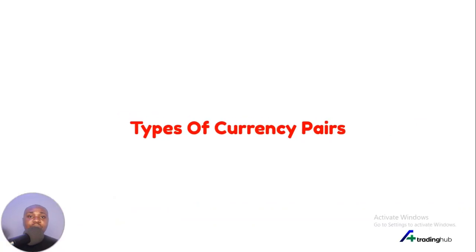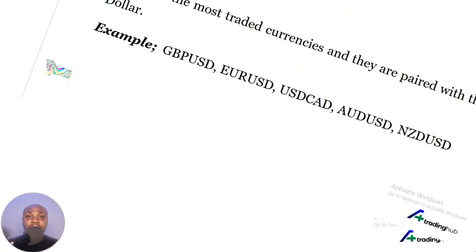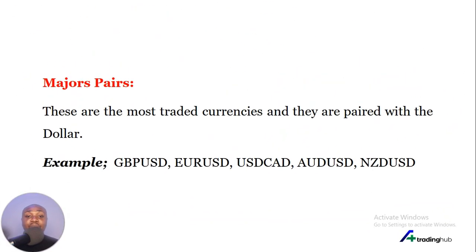There are three major types of currency pairs. The very first one is major pairs. These are the most traded currencies and they are paired with the dollar. For example, GBP USD, which is pound dollar, EUR USD, USD CAD, which is Canadian dollar, AUD USD, AUD is Australian dollar and US dollar. Then NZD USD. NZD is the New Zealand dollar and the US dollar.